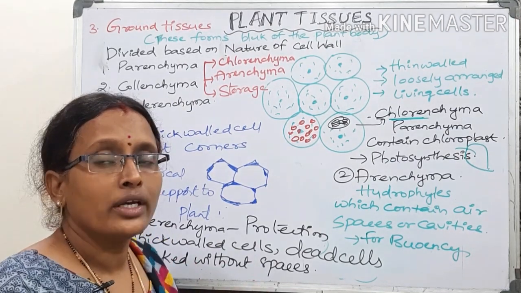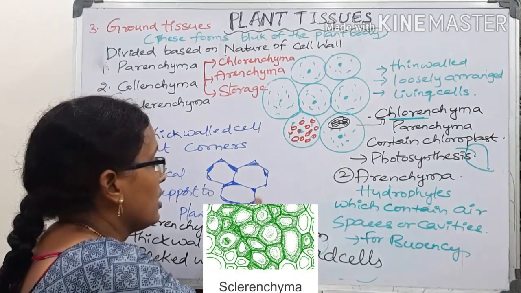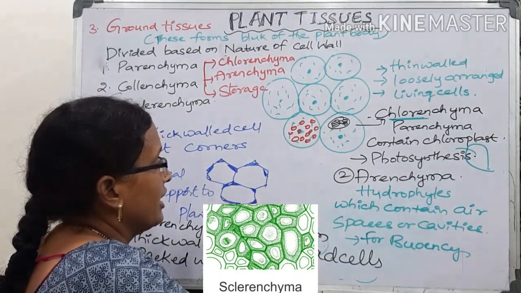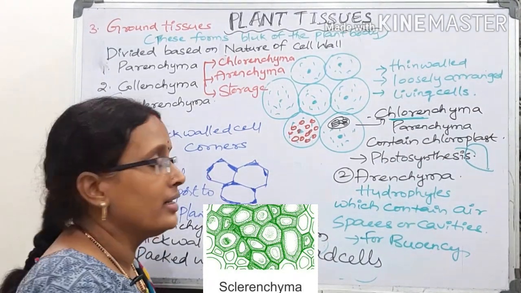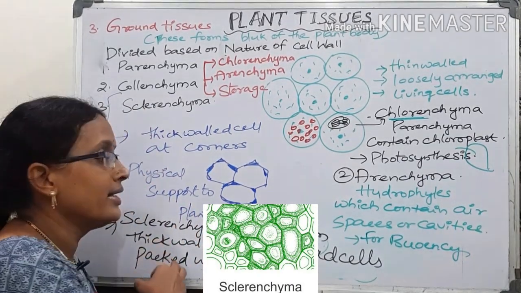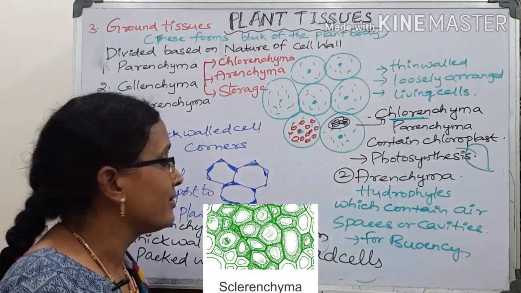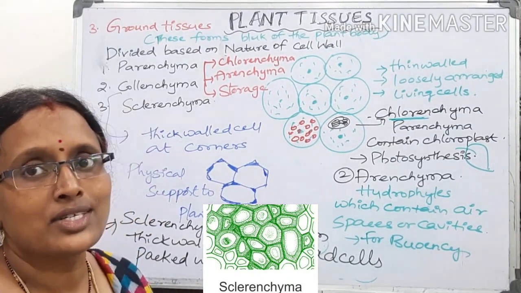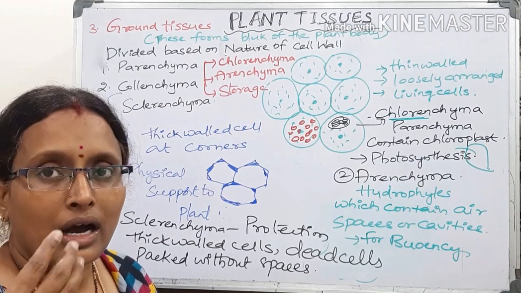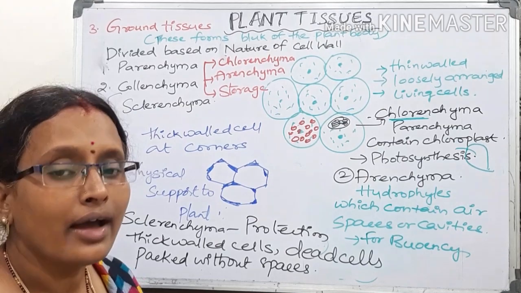And collenchyma cells are thick walled cells. Their cells are thickened at the corners, and they are for physical support or mechanical support. And sclerenchyma cells are also meant for protection. They are thick walled cells, and they are dead cells, arranged without intercellular spaces.